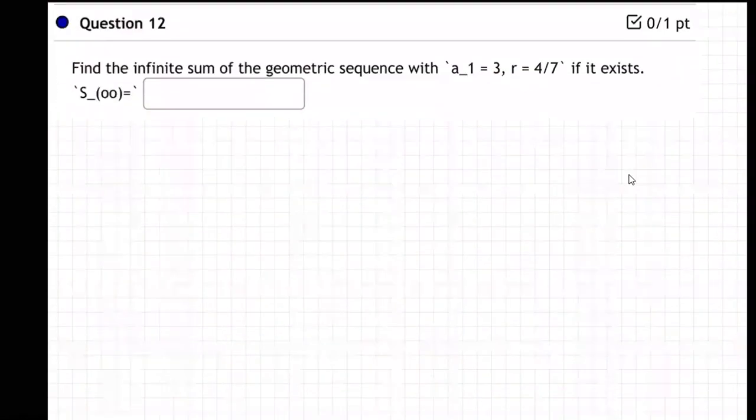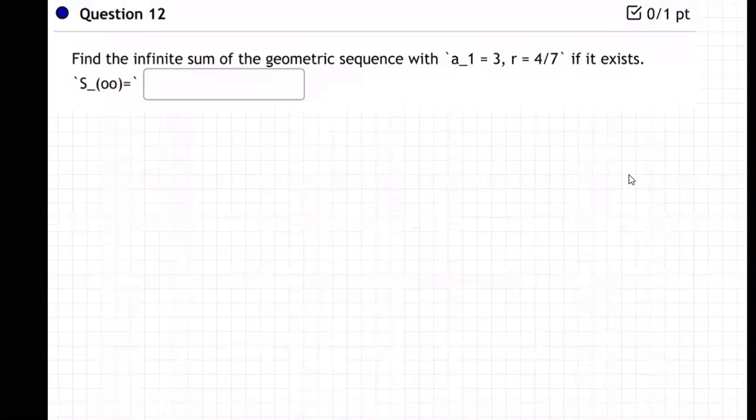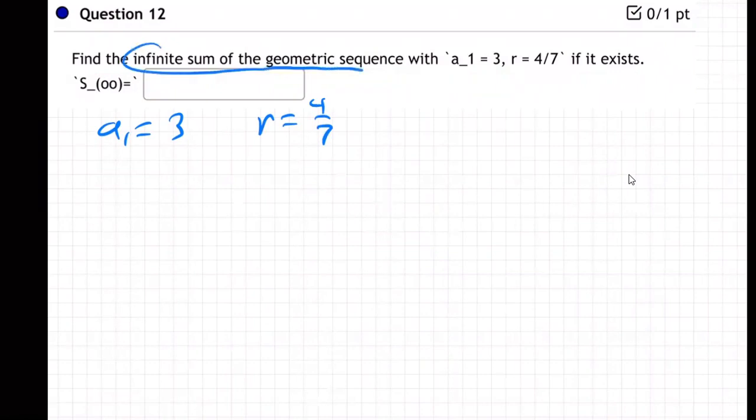Okay, so this question says, find the infinite sum of the geometric sequence with A1 is 3, R is 4/7, if it exists. So what are they talking about? Well, they're saying A1 is 3 and R equals 4/7. And it's the infinite sum of the geometric sequence.